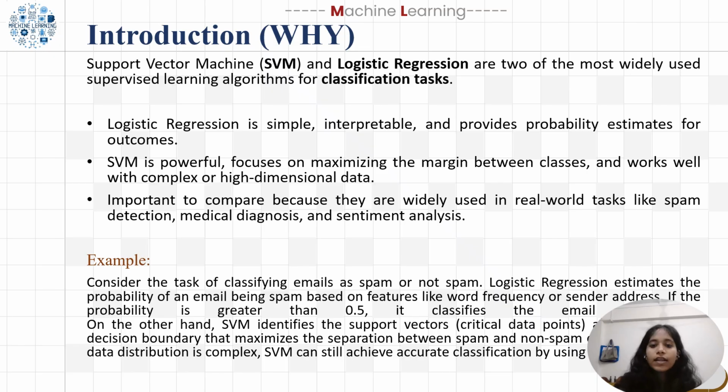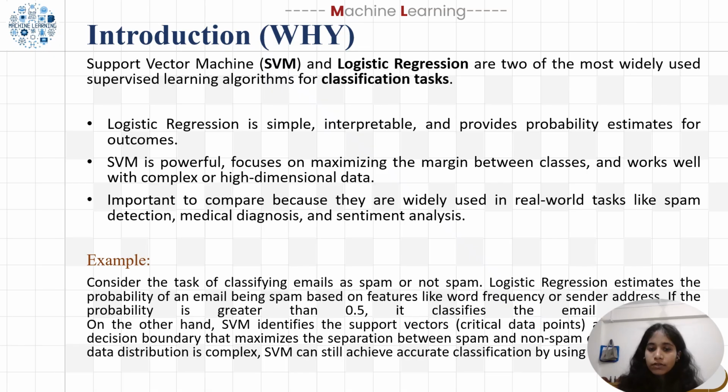In machine learning, classification is one of the most important tasks, and the two most popular algorithms for classification are SVM and logistic regression. What is logistic regression? Logistic regression gives probability estimates and makes classification easier. It is easy and interpretable. SVM is more powerful and works by maximizing the margins between the classes. Because of this, even if the data is complex or high dimensional, it is easier to classify the data.